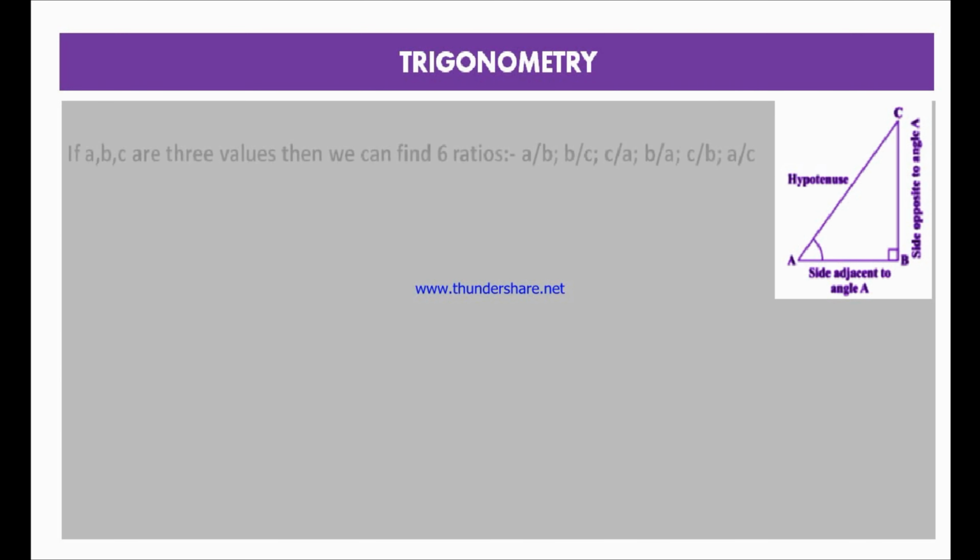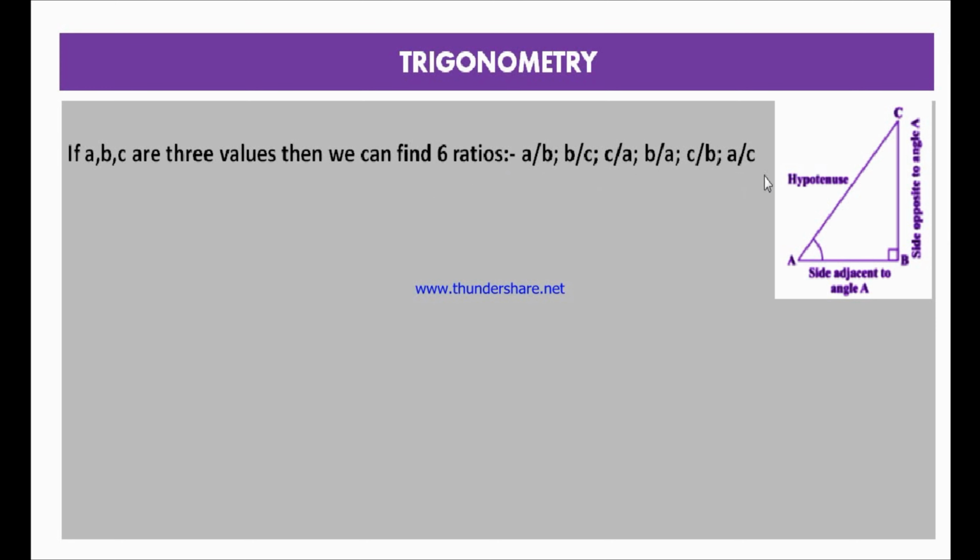If there are three values, for example, if A, B, C are any three values, then you can find 6 different ratios: A by B, B by C, C by A, B by A, C by B, and A by C. Means if there are three values A, B, C, then you can find 6 different ratios.